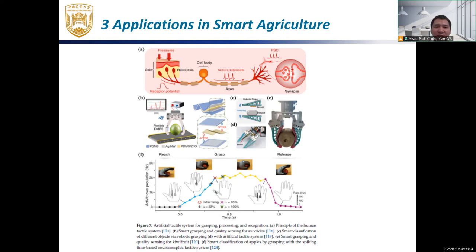So by using this neuromorphic computing for our smart agriculture, especially for grasping and also harvesting the food, we can also harvest and sense at the same time, so we can know if the quality is very good or not very good. So we can have grasping and sensing together, so we can know whether it's good or not.